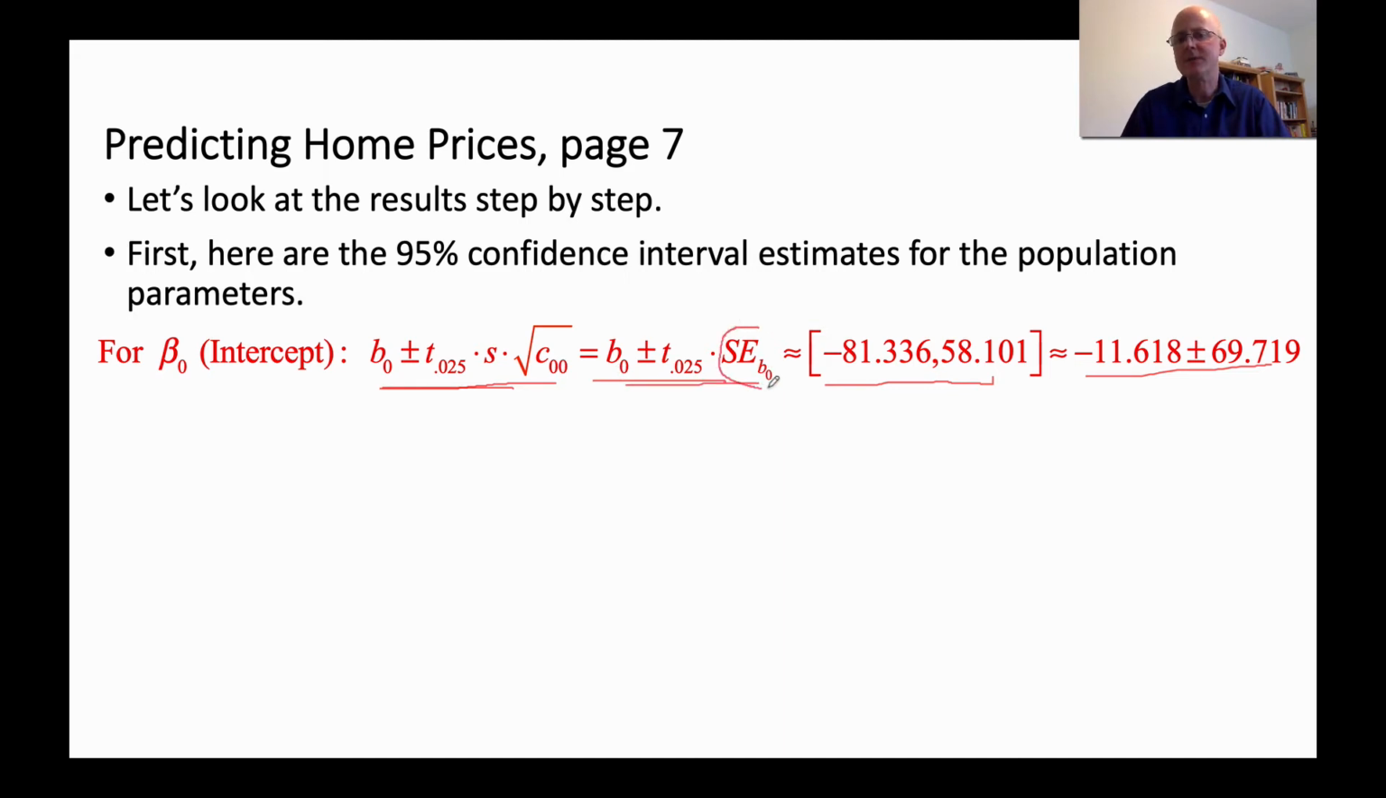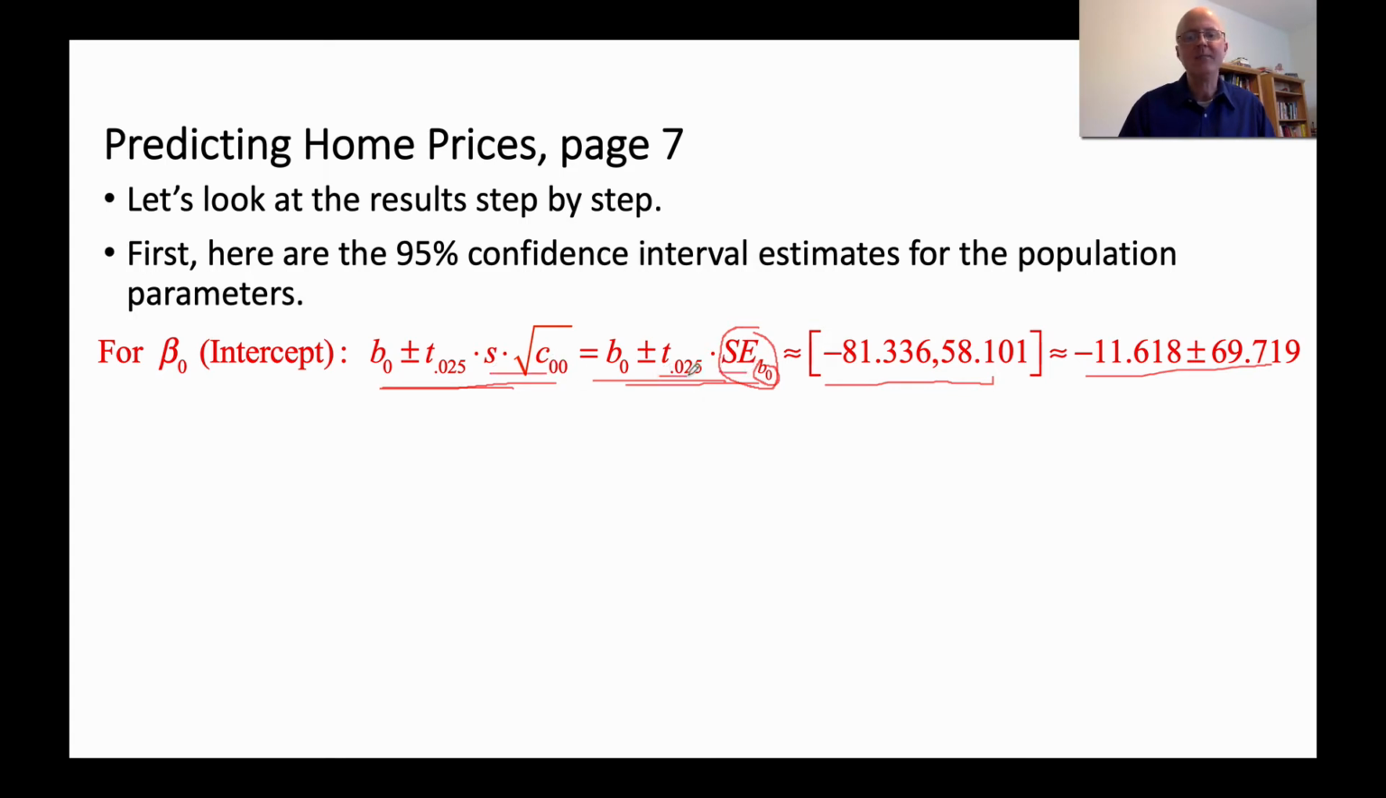SE here stands for standard error of B0. This number is essentially an estimate of the standard deviation of what's called the sampling distribution of B0. If you think of B0 as an abstract statistic that can take on different values for different samples, it's going to have a probability distribution, a probability density. And this SE is an estimate for the standard deviation of that based on the sample. S is the regression standard error. These two things multiply together to give you this.